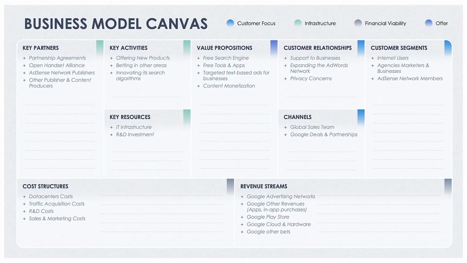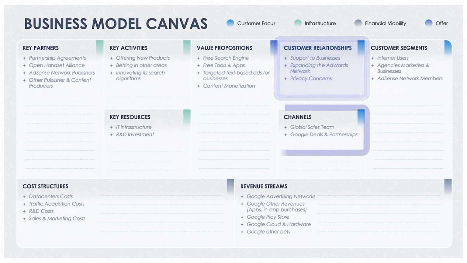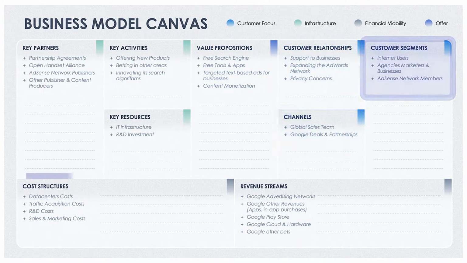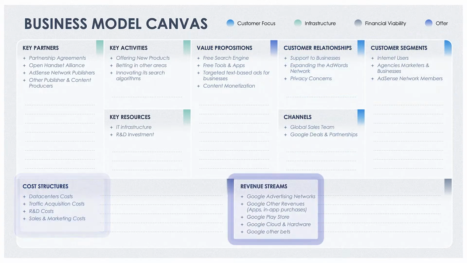This presentation comes with 5 versions of the business model canvas to fit your needs. A standard business model canvas is composed of 9 building blocks: key partners, key activities, key resources, value propositions, customer relationships, channels, customer segments, cost structures, and revenue streams.